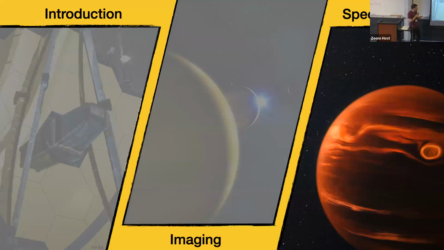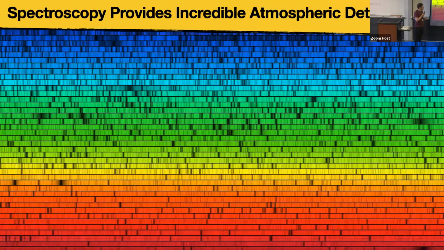Okay, moving to the last section, spectroscopy. So similarly, many of these objects, you don't necessarily need to use any high contrast imaging techniques, and you can perform direct spectroscopy. And there's a great reason to do that, right? There's just so much detail you get out of a spectrum.